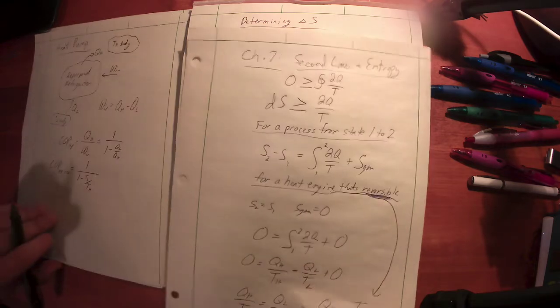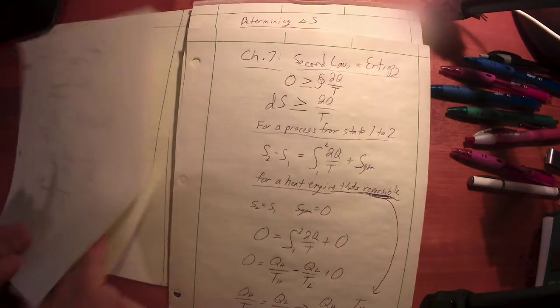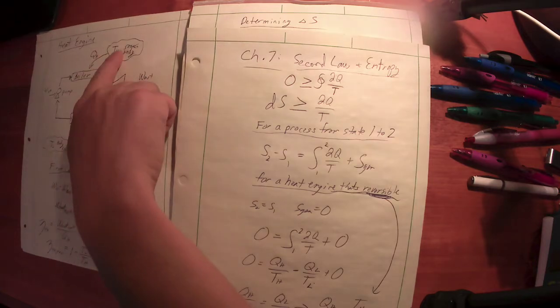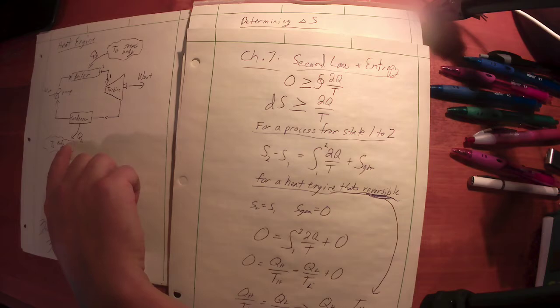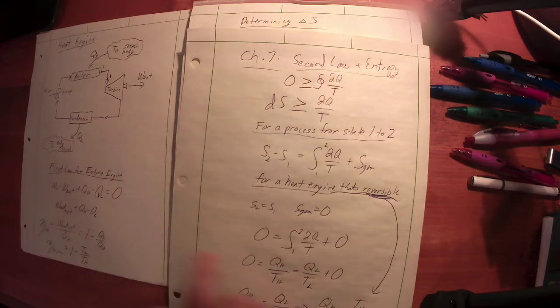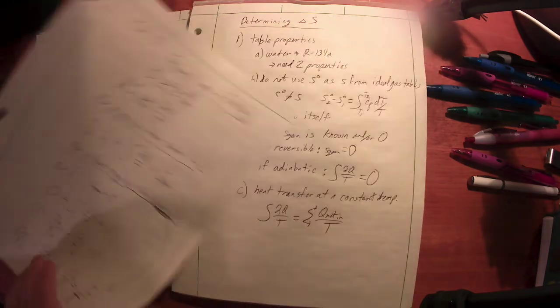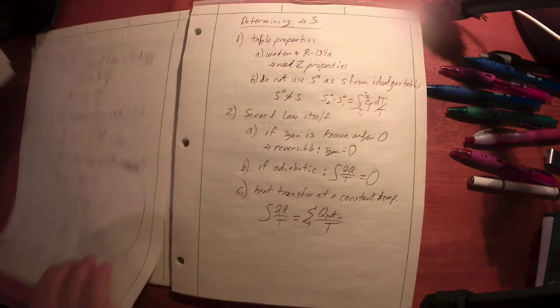We did this to a heat engine, right? We said, hey, I've got heat coming in here at TH, so that's plus QH over TH. I've got heat out, QL going out, so that's minus QL divided by the temperature at which it goes out, divided by TL. Okay?